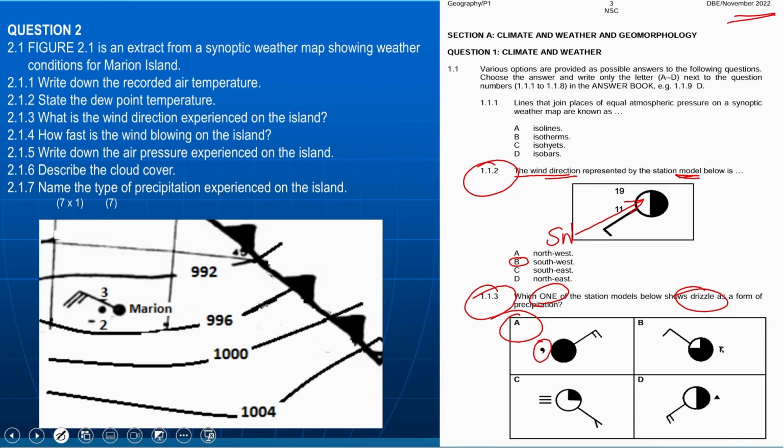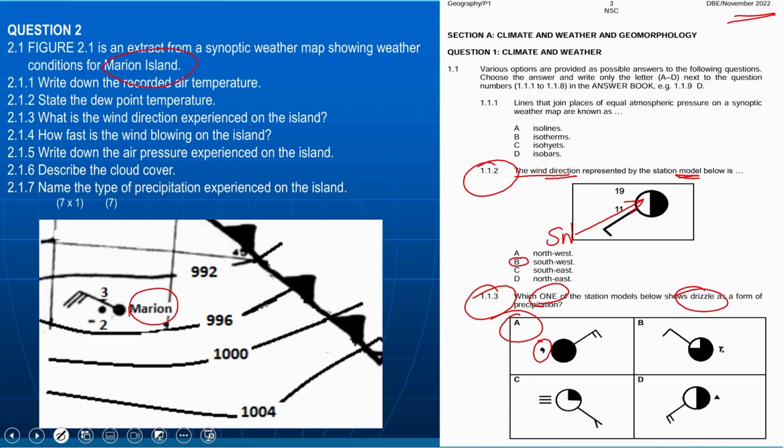Look at that. Getting a little bit more complicated, but truly very, very simple questions that we need to look at. 1 mark questions, okay? Figure 2.1 is an extract from a synoptic weather map showing conditions in Marion. Immediately you go identify Marion. Now you can see where Marion is on the map, okay?